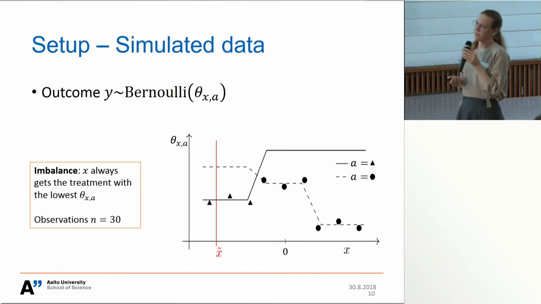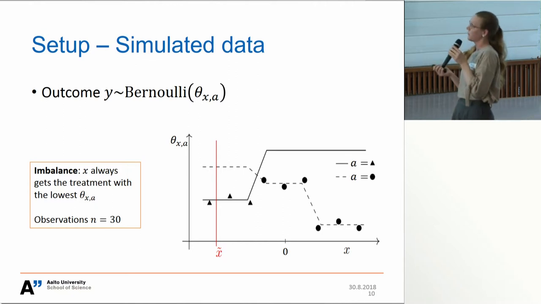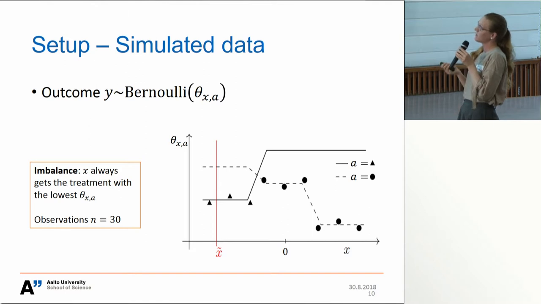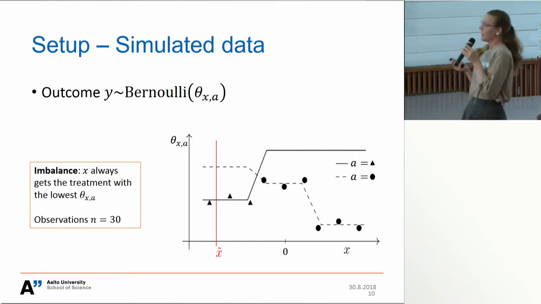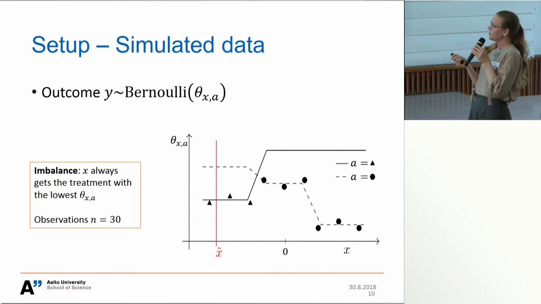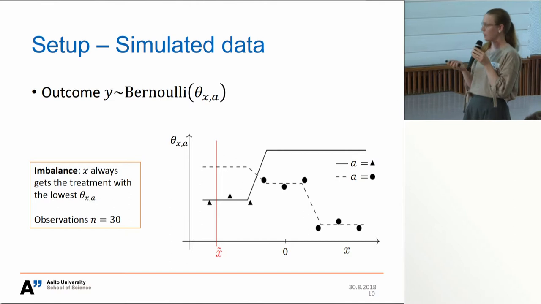So in the first one, we take a binary outcome. So Y is some kind of adverse event that happens to a patient, and its likelihood depends on parameter theta, which depends on the patient's covariate and if they got treated or not. And then we have this similar setting for this Bernoulli parameter, so that X always gets treated with a better treatment. And therefore, even if we get about 30 observations, we might be able to estimate quite reliably these factual treatment effects, but the counterfactuals are not known, and therefore the decision making may go wrong.